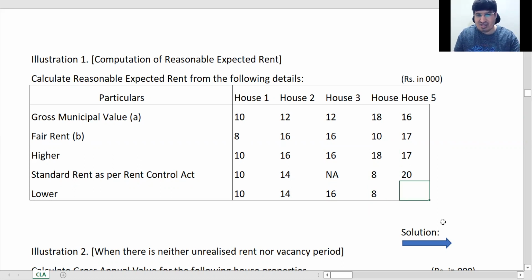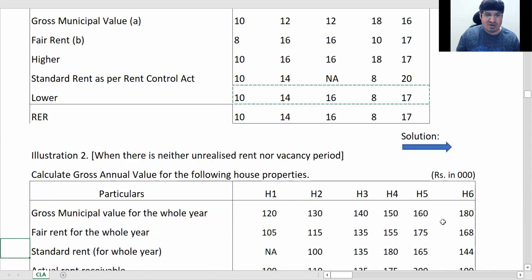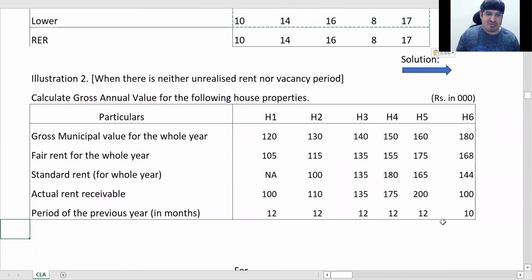Okay, now this two, 8, 17. So this basically is your RER. So you can just write it as RER. This is your answer. Okay. This is your problem 1. So let us now go to problem 2.